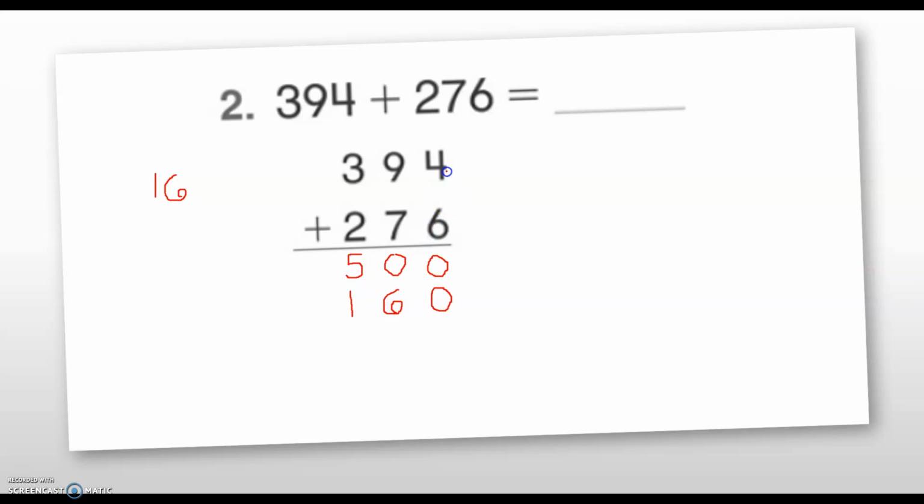Now add your ones. 4 plus 6 is 10, which means we have 1 ten and 0 ones. So the 1 goes in the tens place and the 0 goes in the ones place. And now we add them all together. So 5 plus 1 is 6 hundreds. 6 plus 1 is 7 tens, and then 0 ones. So 394 plus 276 is 670.